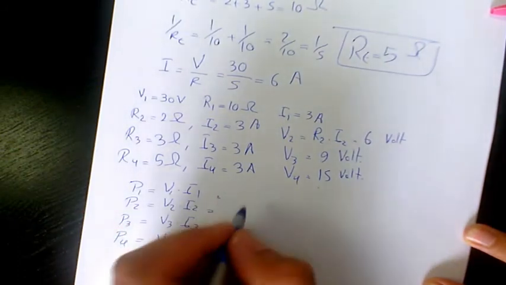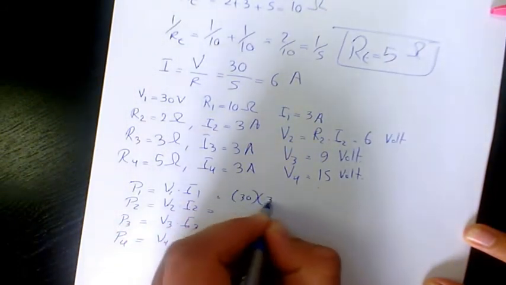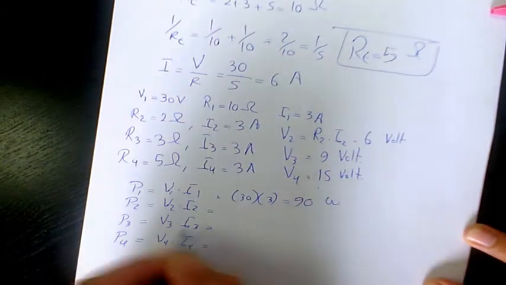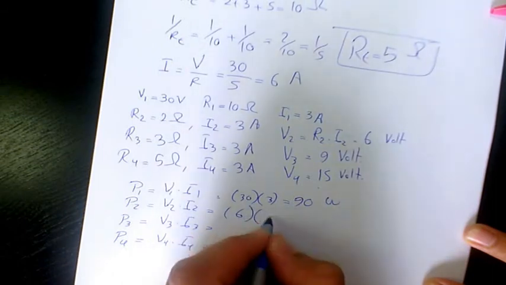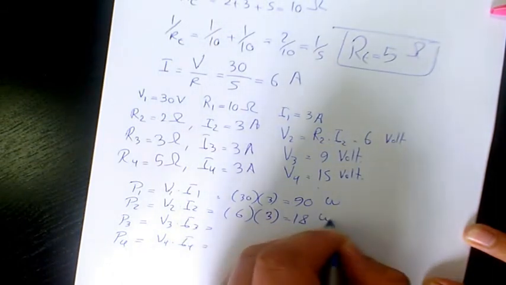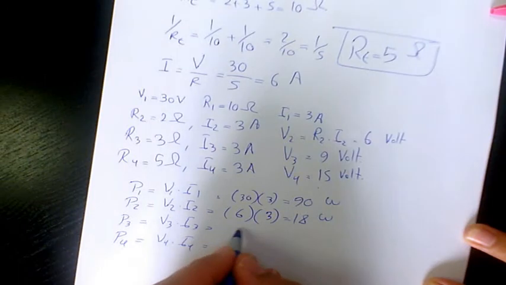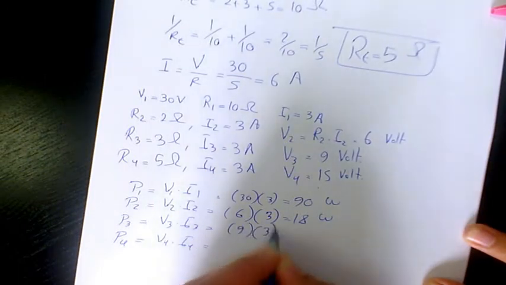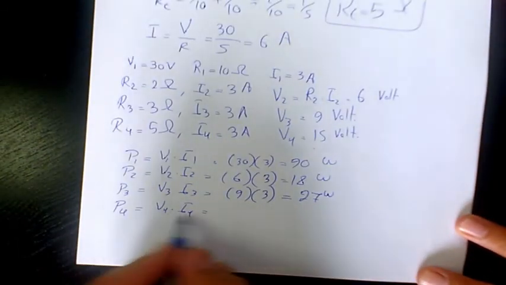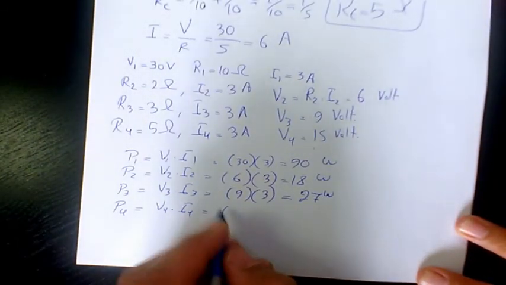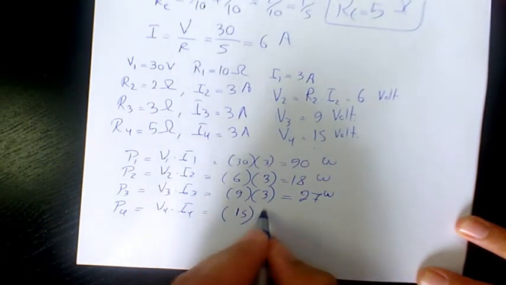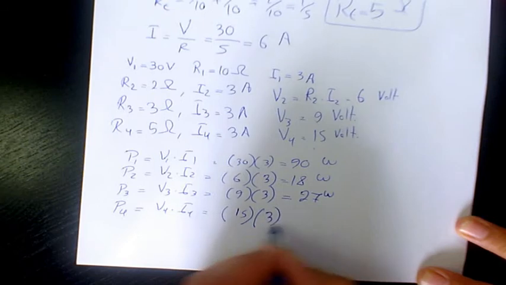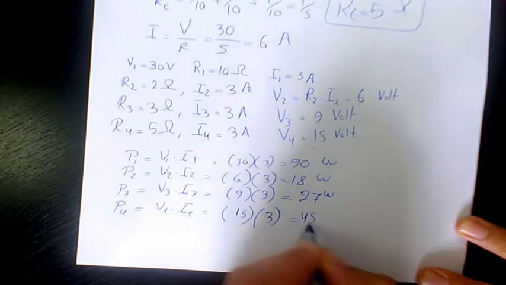V1 I1 is going to be 30 times 3, that's 90 watt. V2 is 6 times I2, which is 3, that's 18 watts. V3 is 9 times I3, which is 3, it's going to be 27 watt. And here V4 is 15 times I4, which is 3. That's going to give me 45 watts.